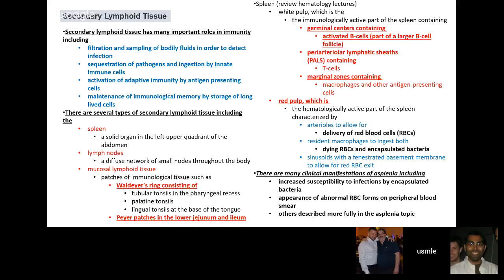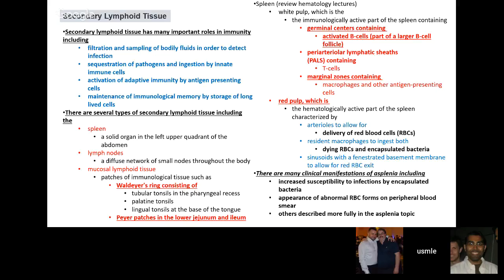You're going to have the periarterial lymphatic sheath. This is where you're going to have the T cells, which you call the PALS. And the marginal zone, this is where you're going to have macrophages and antigen-presenting cells. And then you're going to have the red pulp. This is where you're going to have a lot of blood vessels, and a lot of macrophages and red cells in the area.